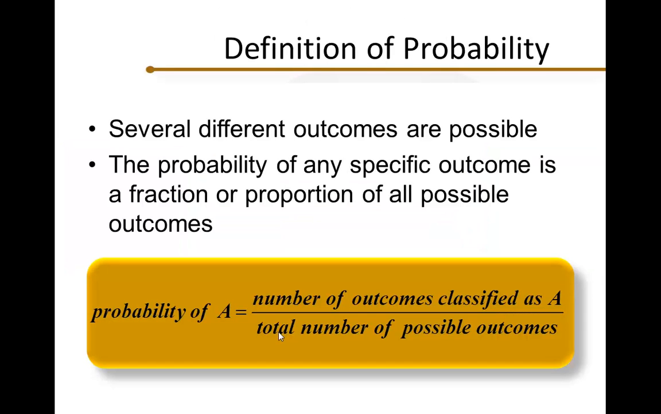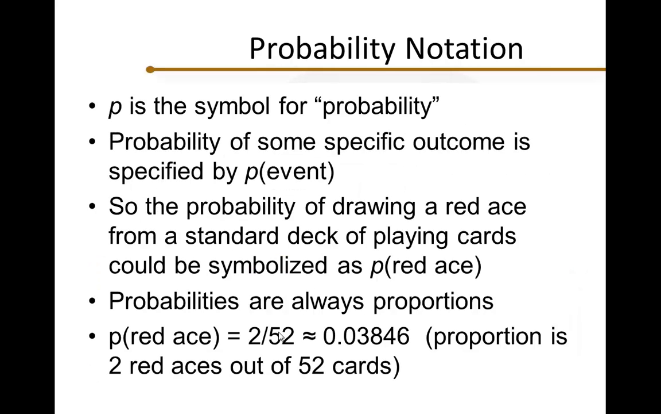So first, let's define probability. It's when several different outcomes are possible, and the probability of any specific outcome is a fraction or a proportion of all possible outcomes. So the probability of A is the number of outcomes classified as A divided by the total number of possible outcomes. And we'll do an example, and I think this will make more sense to you.